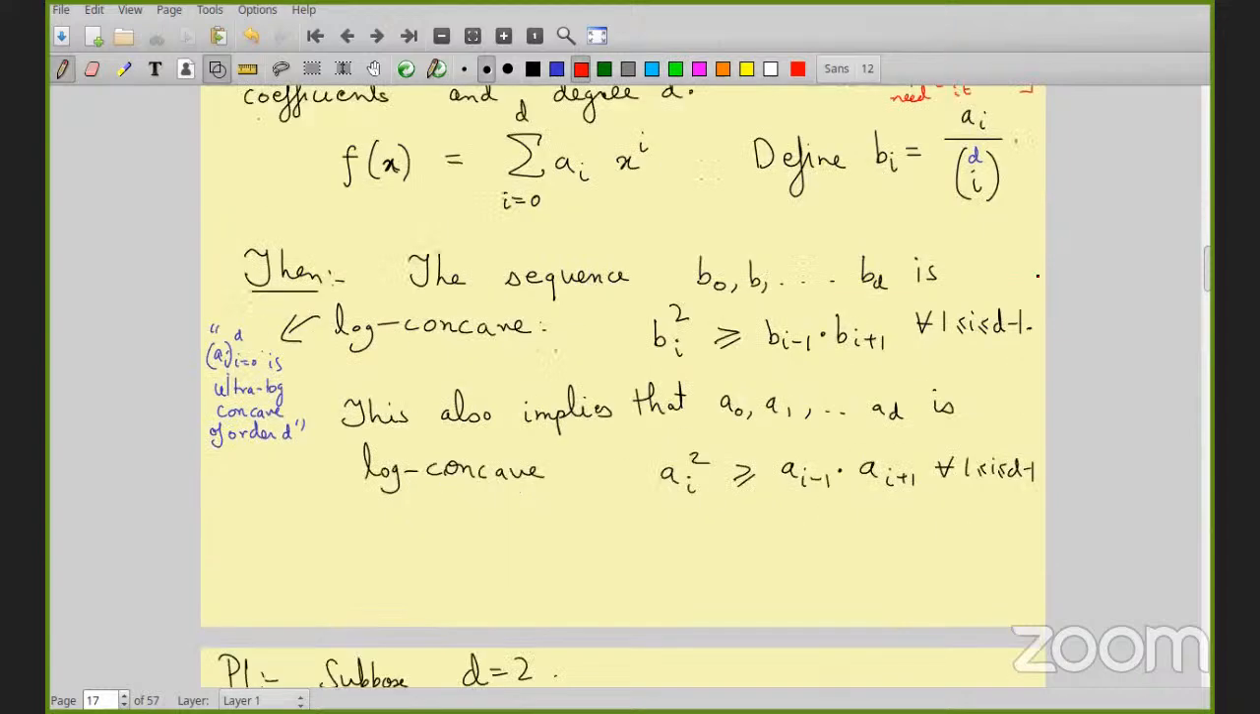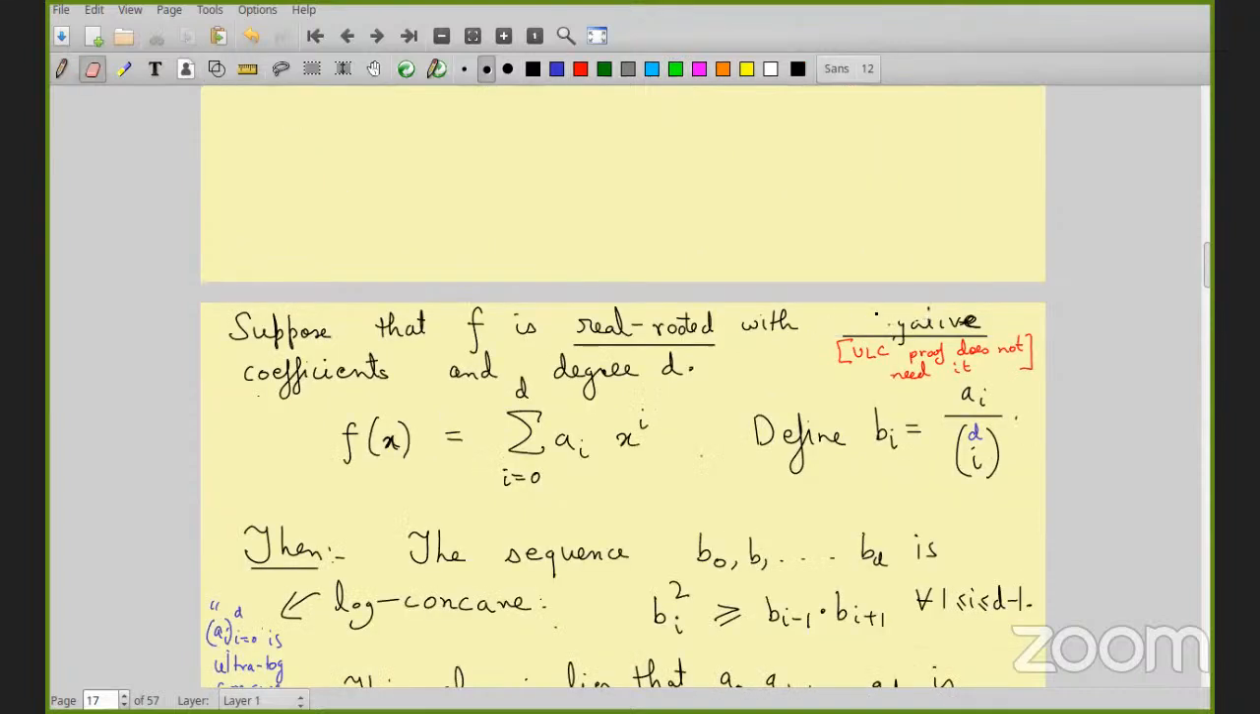So one point is that, if only this side can possibly be negative, right? So I think the sign thing doesn't matter at all.